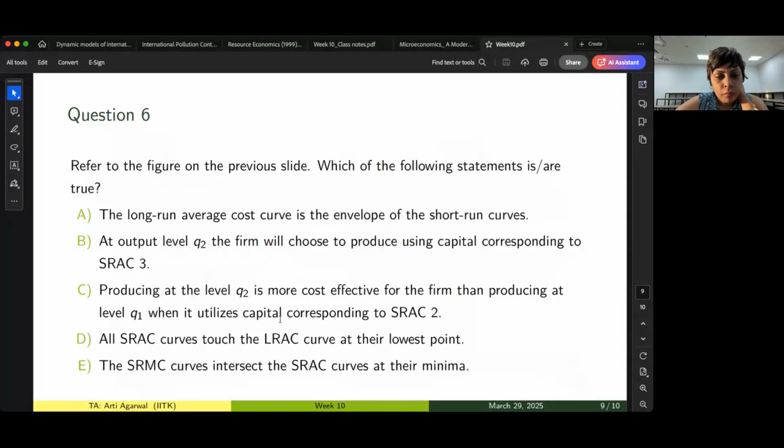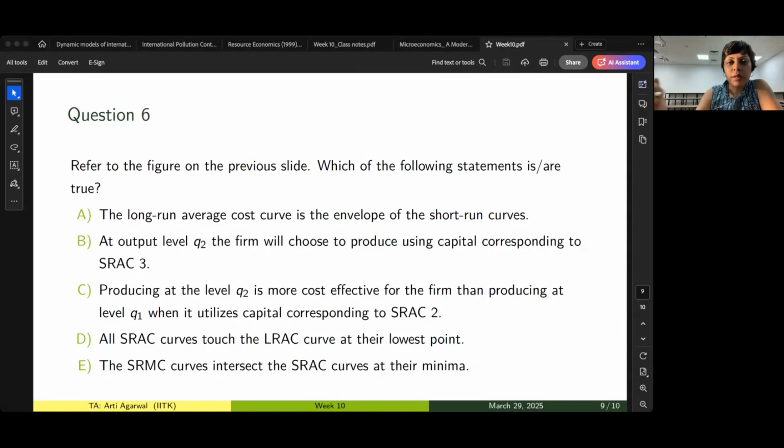Okay, all SRAC curves touch the LRAC curve at the lowest point, which is not true. We just discussed that. Madam, can you give a counter example for this? Why is it not always true? I can't give you an example because for that I'll need to create a whole cost function, and I can't just make up any cost function. I will need to think about that.